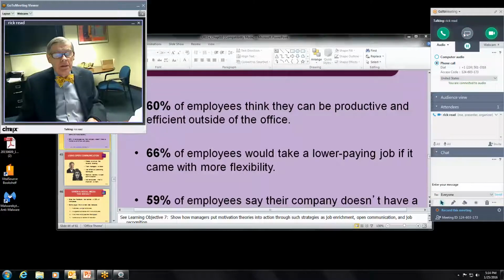Here's a little data here. 60% of employees think they can be efficient outside the office. 2/3 of employees said they would take a lower paying job if there was more flexibility, allowing them to do certain things. And 59% say the company doesn't have a formal out of work policy.